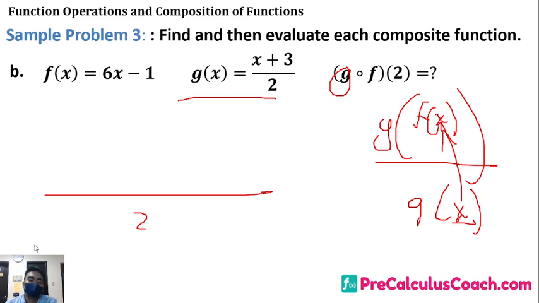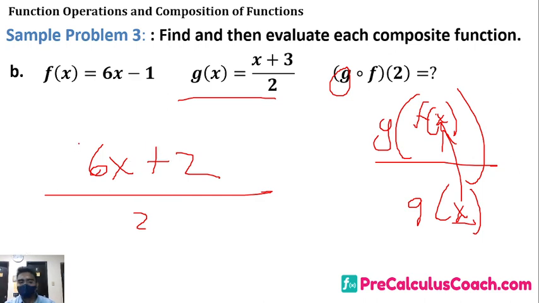So therefore, you have (6x plus 2) over 2, right? Alright, so in that case, can you cancel out something? Can you cancel by 2? No, you cannot cancel that yet because you have an operation. What operation? Addition. You cannot cancel terms with your denominator if it has an operation.